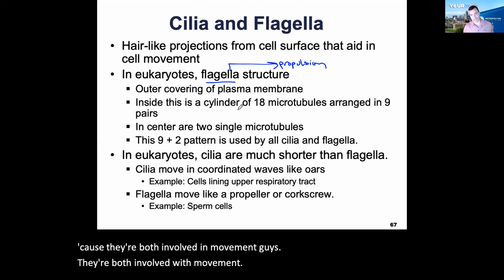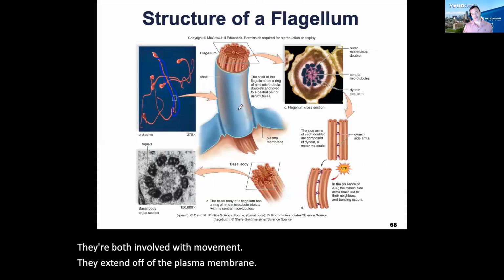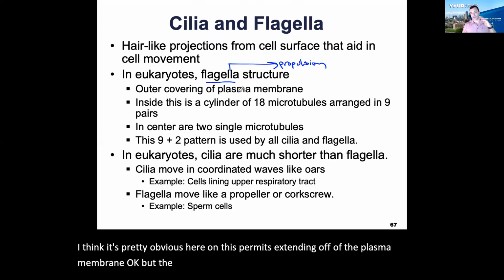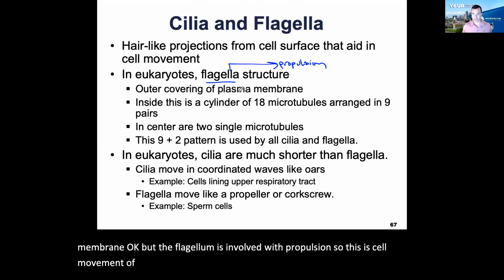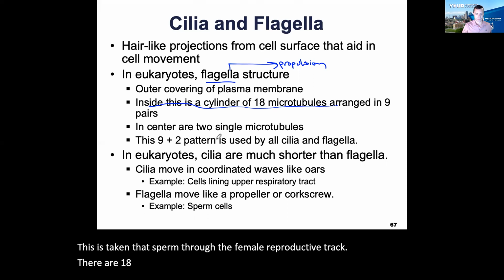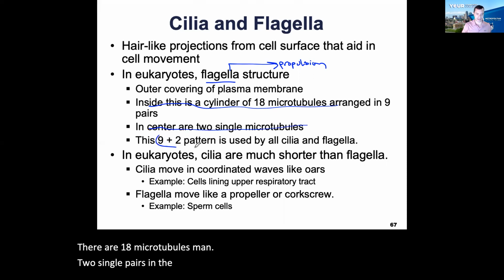They extend off of the plasma membrane. I think it's pretty obvious here in the sperm, it's extending off of the plasma membrane. But the flagellum is involved with propulsion. So this is cell movement of the cell, okay? This is taking that sperm through the female reproductive tract. There are 18 microtubules. 2 single pairs in the center. It's a 9+2 pattern. 9+2.